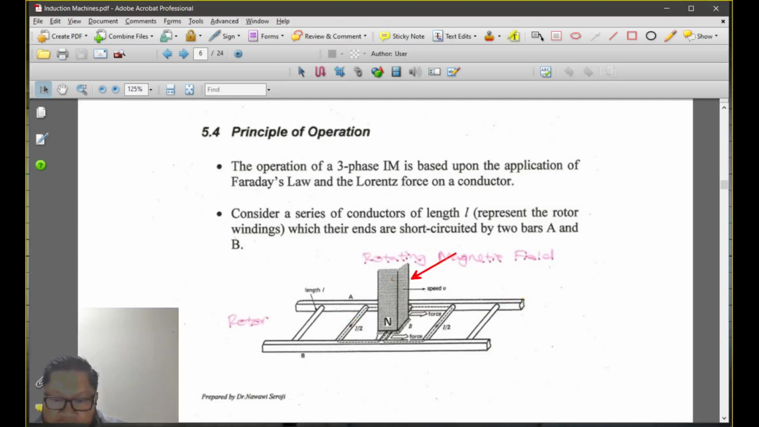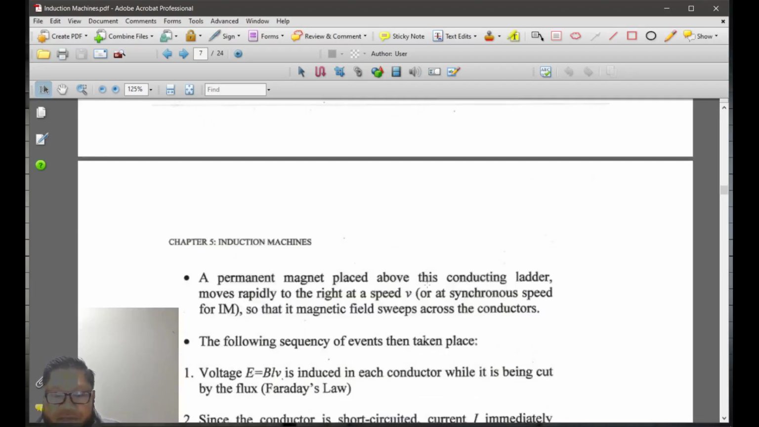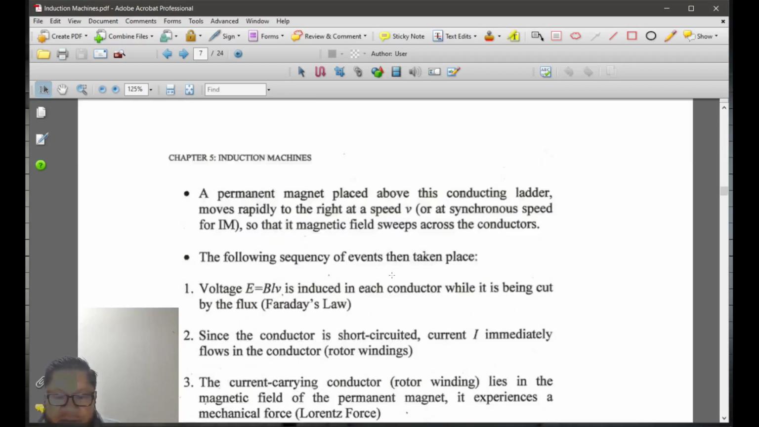So this is the rotating magnetic field, which we represent as a permanent magnet here, and it moves with the speed of v. We must imagine that the permanent magnet moves to the right with a certain speed v, and let's look at what happens. When a permanent magnet placed above this conductor ladder moves rapidly to the right, sweeping across the conductors, the following sequence of events takes place.